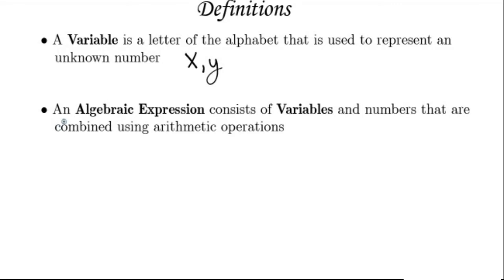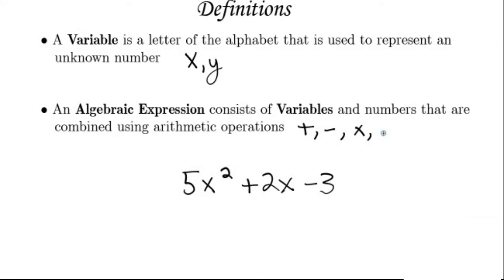An algebraic expression consists of variables and numbers that are combined using arithmetic operations. For example, an algebraic expression is 5x squared plus 2x minus 3. And what I have here are some variables, x squared and x. I have numbers, 5, 2, negative 3, and I have operations. Remember that operations are actions performed on numbers: addition, subtraction, multiplication, and division.